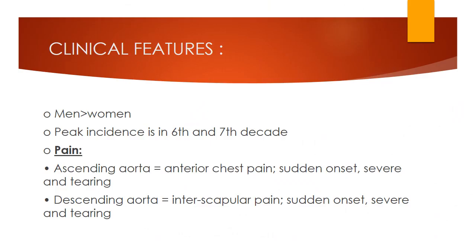Men are more commonly involved than women. Peak incidence is in the 6th and 7th decade of life. Pain is the most common presenting feature of aortic dissection.